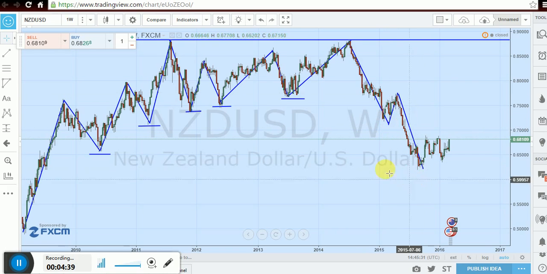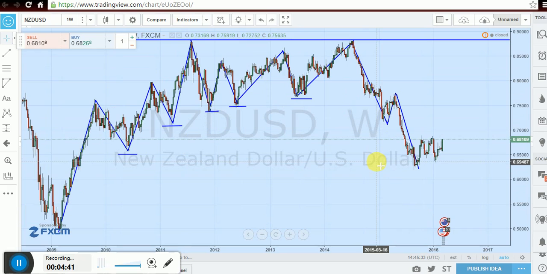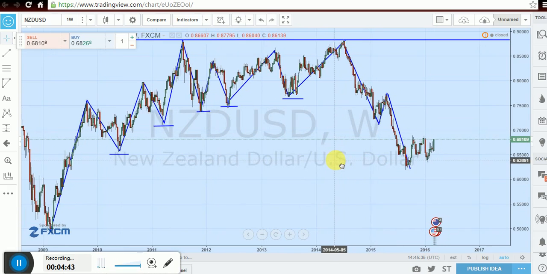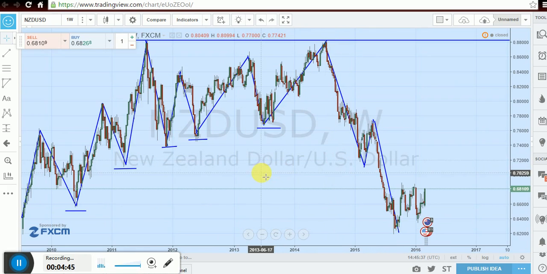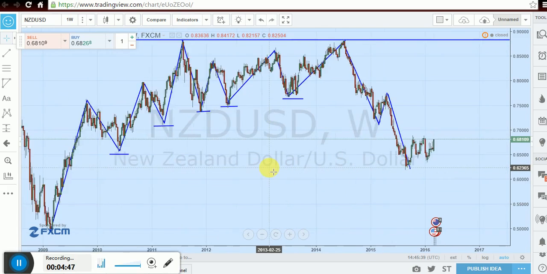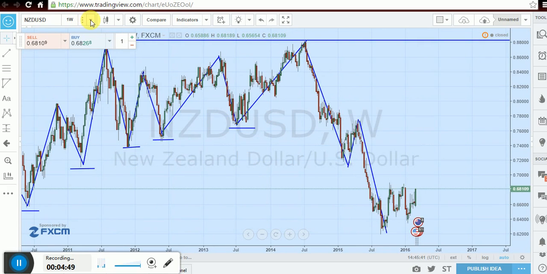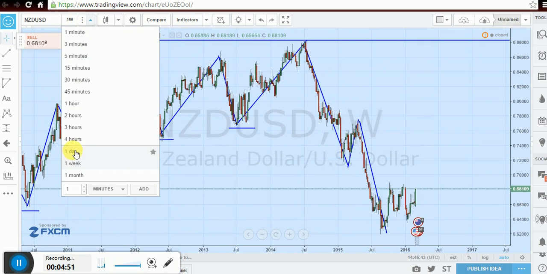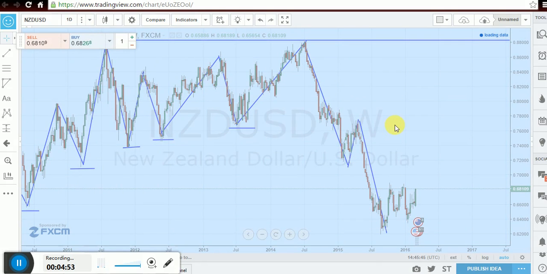So the market, technically right now, it's bearish. Now that we've established that the market is bearish on a higher time frame, let's try and drop this market down into the daily time frame and see if we can find a trading opportunity.